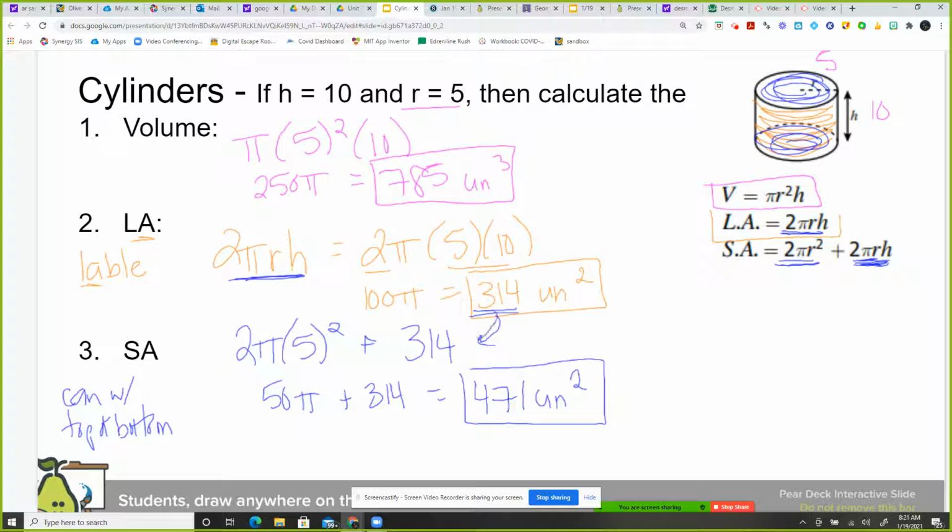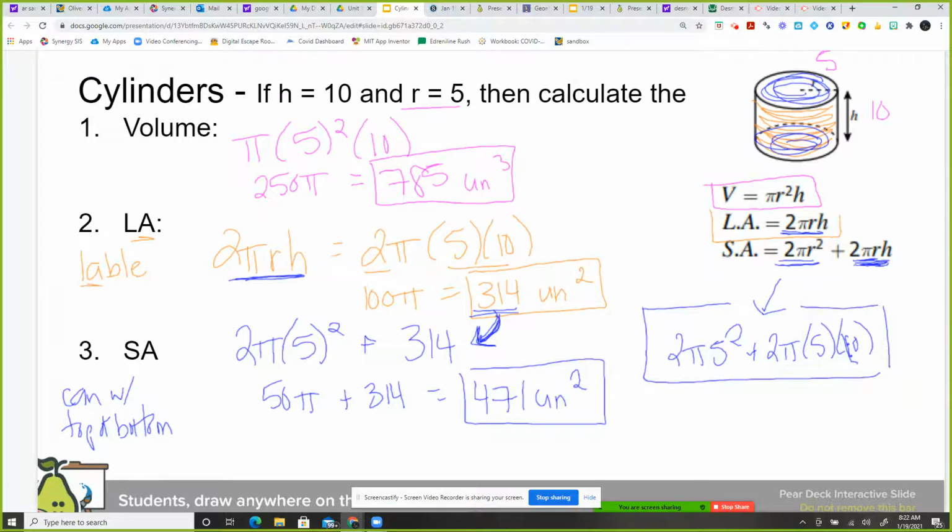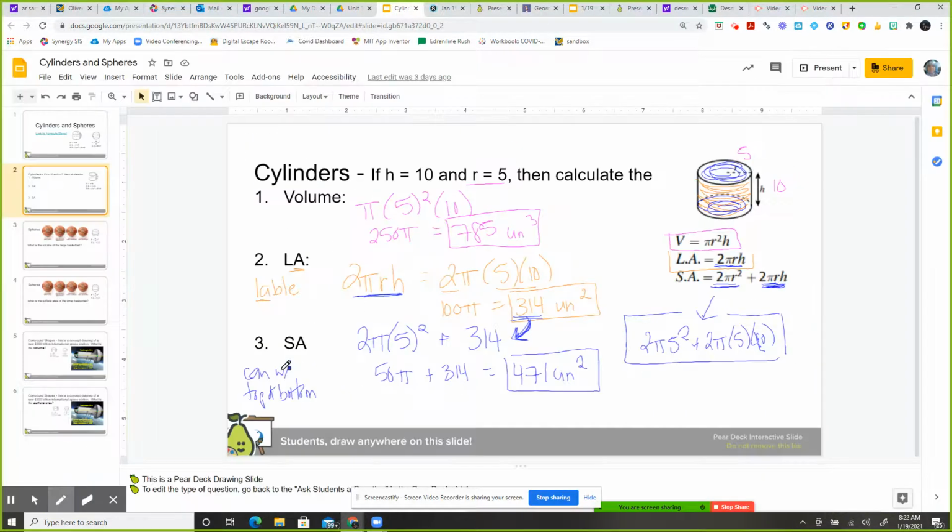Are you guys okay with me just substituting in the lateral area that we got up here in the surface area? Yeah. Kind of maybe. If you don't like that, you can always substitute it back in, right? If this was a brand new problem and it was just asking me surface area, I would just substitute it all in and do 2 pi 5 squared plus 2 pi times 5 times 10. If it was a brand new problem and I had not already calculated lateral area, I would do that. Questions on cylinders?